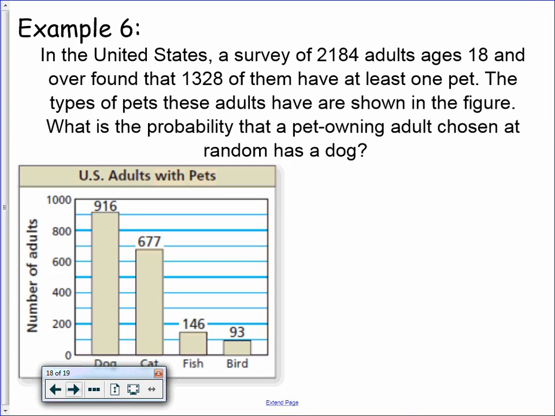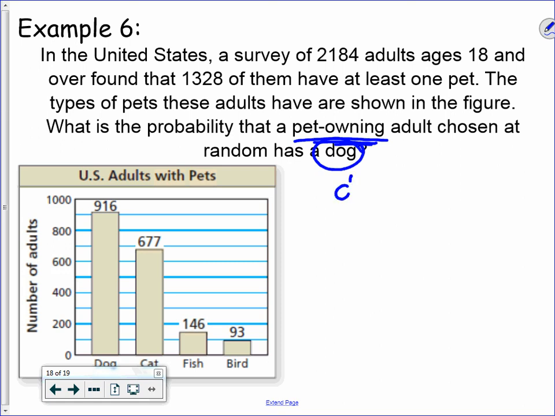Now, you can believe that on an MCA or on an ACT, they're going to try to mess you up with all of these different numbers. Notice that they gave you 2 survey totals here. There's only one of them that's important. So let's read this question again. It says, the types of pets these adults have are shown in the figure. What is the probability that a pet-owning adult chosen at random has a dog?